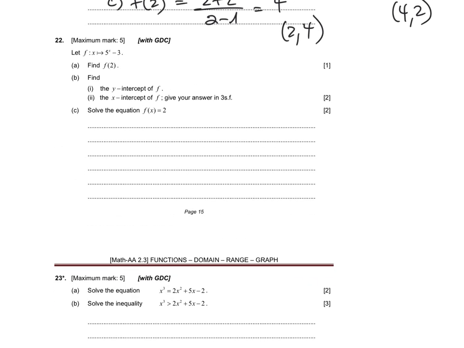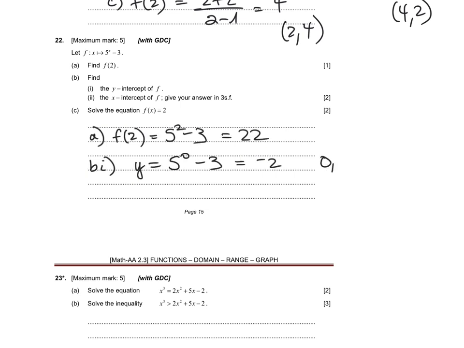Okay, so for this one, a, if we want f at 2, we're going to have 5 squared minus 3, so 25 minus 3 is 22. If we want the y-intercept, we substitute in 0 for x, so that's 1 minus 3, negative 2. So we're going to have the point (0, negative 2).